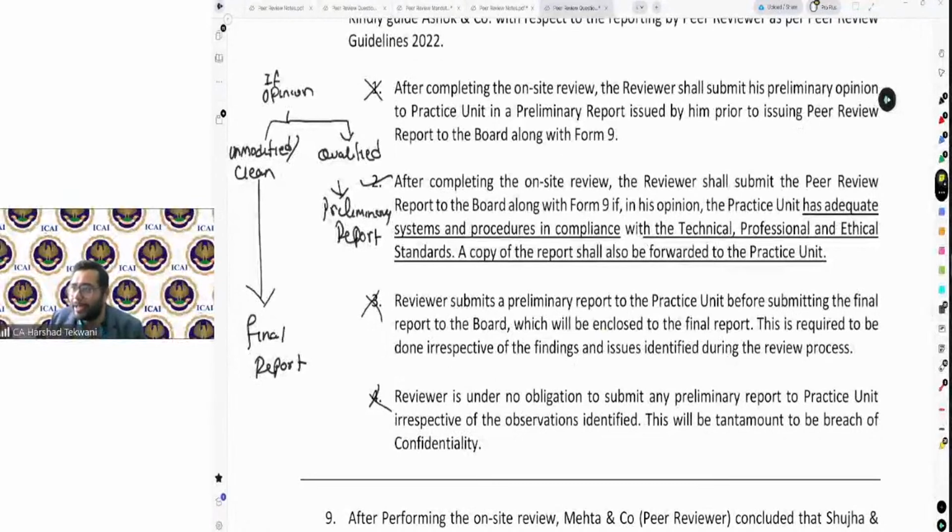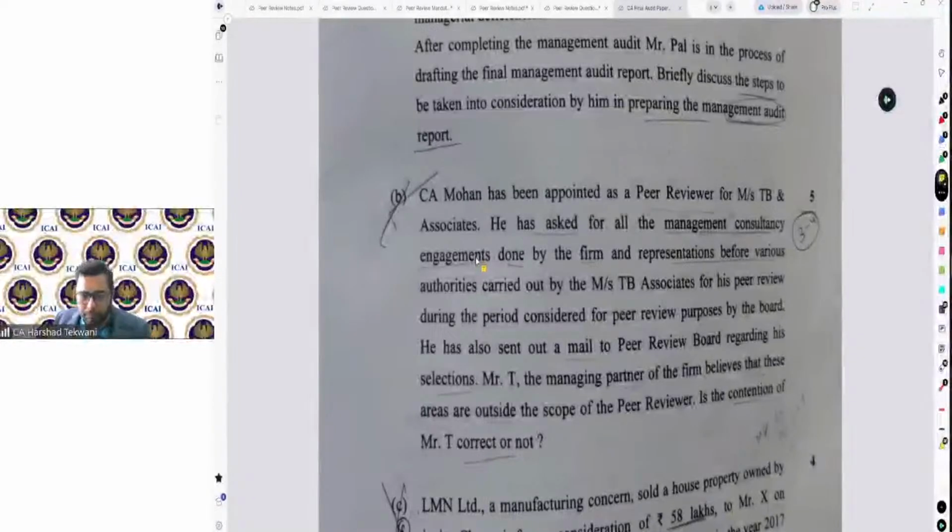I would also like to take one question from yesterday's paper. A very good question on peer review. Now, let's see the question here.